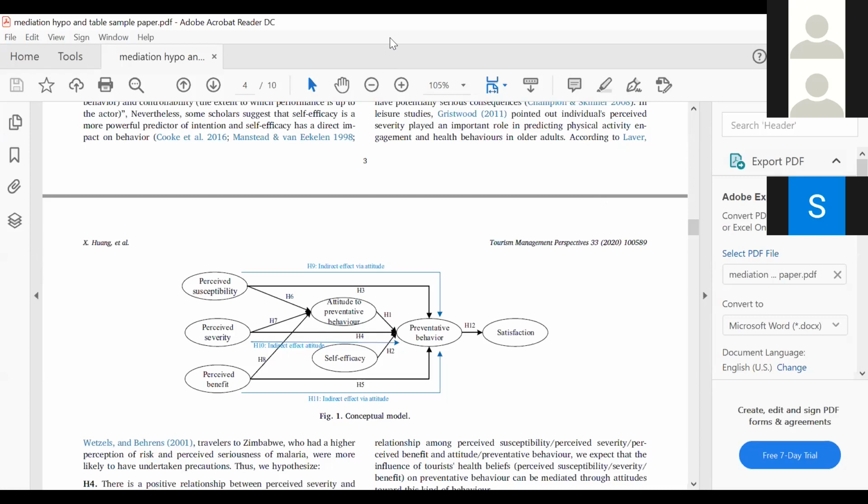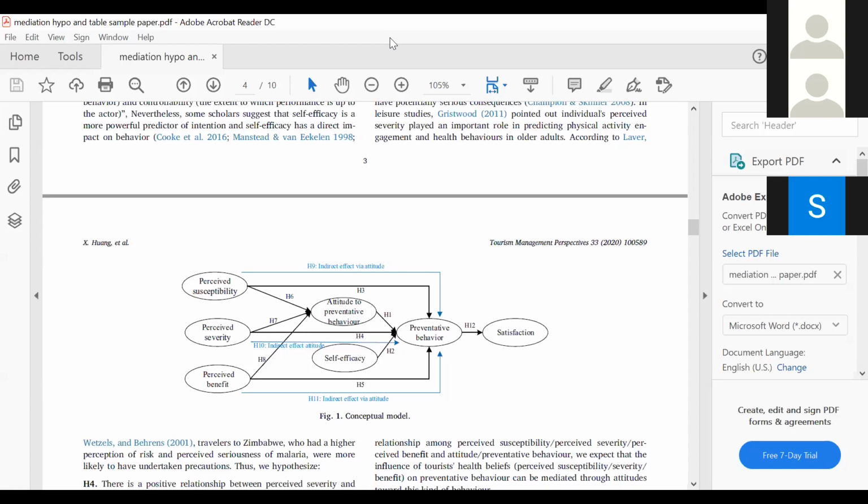Now, what is a conceptual model? A conceptual model is nothing but adding a few variables to an existing theory. For example, the theory of planned behavior and another theory which he has used say that attitude and self-efficacy lead to preventive behavior and then to satisfaction. This was the original model, the original theoretical model. The conceptual model shows my contribution.